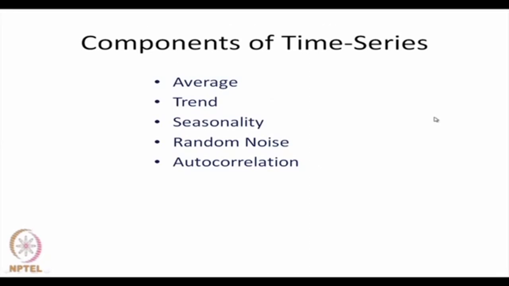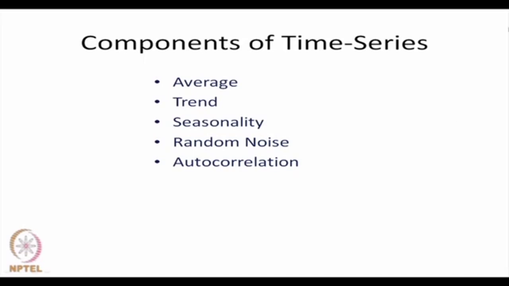Now, we go to time series forecasting method. Time series forecasting methods, if you recall, are useful for short term forecasting. Short term forecasting is needed for production planning, for inventory control, and for working capital management and such other things. So, we should first of all understand the components of time series.